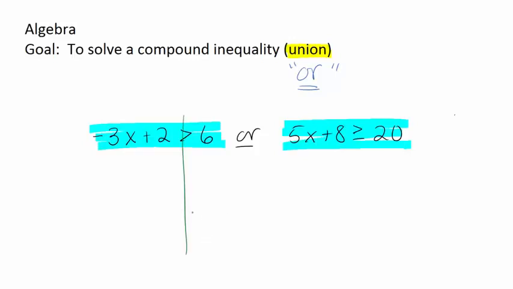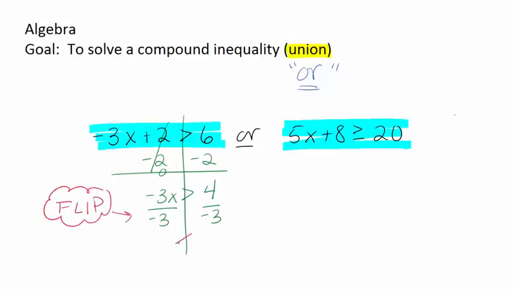For the problem on the left side, you guys are going to solve this just like you solve any problem you already know how to do. We're going to use the subtraction property of equality to get rid of the positive 2. We're going to be left with negative 3x is greater than 4. We're going to divide both sides by negative 3, and remember, when you divide by a negative, you need to flip the inequality. So I'm going to do that right now. I'm left with x is less than negative 4/3. All right, so that's one side of my compound inequality. Let's go ahead and do the other side next.